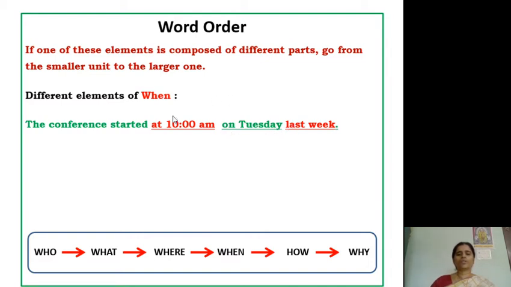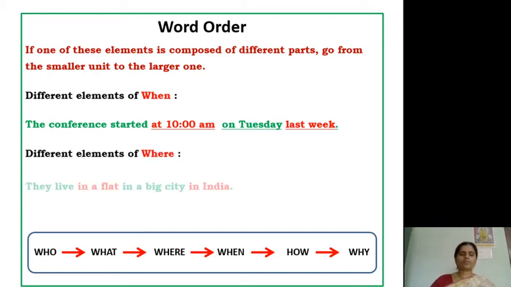Can we place the week first and time next? No, that is not right. So we have to go from the smaller unit to the larger one. That is, from hours, next days, next week. That means smaller unit to the larger unit: hours, days, and weeks. So in this way, we have to order them in a sentence.